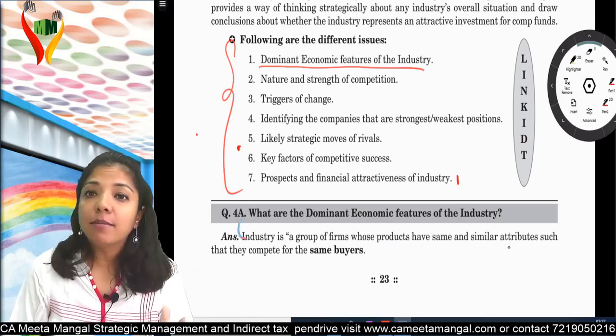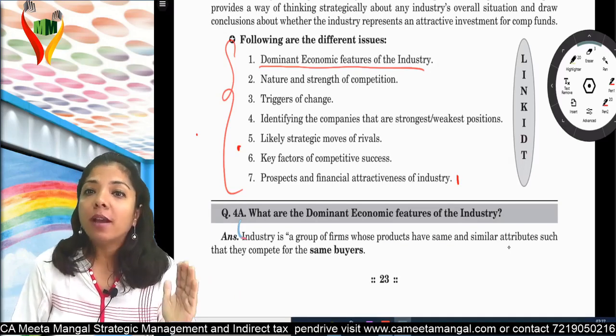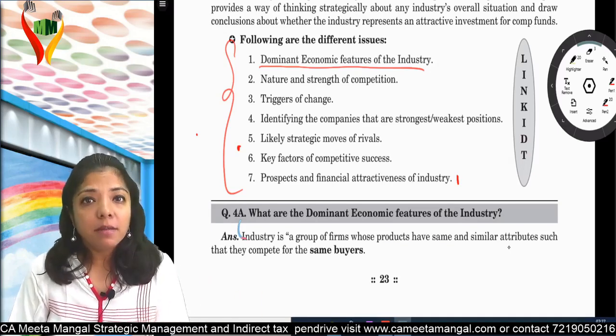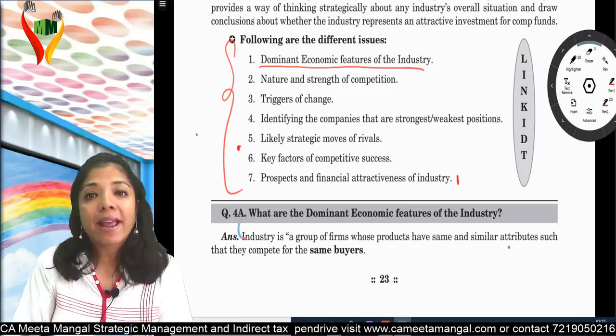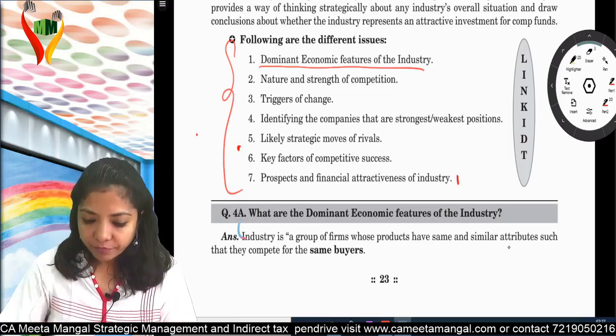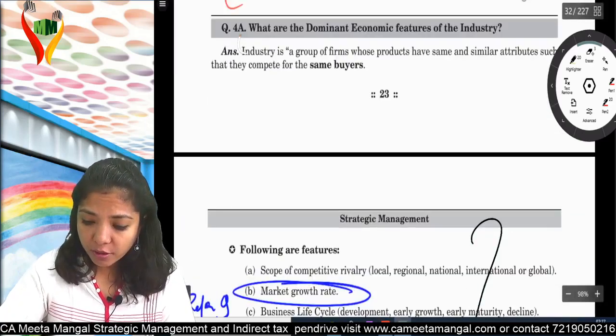Every industry has some dominating economic features. Before entering that industry, you should be aware. I am not saying don't enter, but what I'm trying to say is prepare and enter. Do your homework and then enter into the industry. Am I clear? So let's come to dominant economic features.